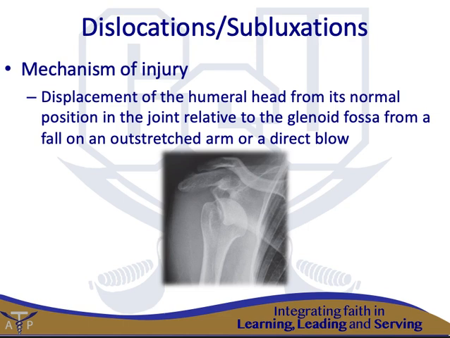When we look at mechanisms, again, we see dislocations and subluxations from falling on an outstretched arm. An anterior dislocation can also occur when a direct blow occurs to the arm when the upper arm is abducted from the body and the elbow is at a 90-degree angle. Inferior dislocations can be caused by a direct blow down onto the tip of the shoulder while the arm is at the athlete's side, while a posterior dislocation can occur when the arm is outstretched and the athlete falls forward, which forces the head of the humerus backwards.